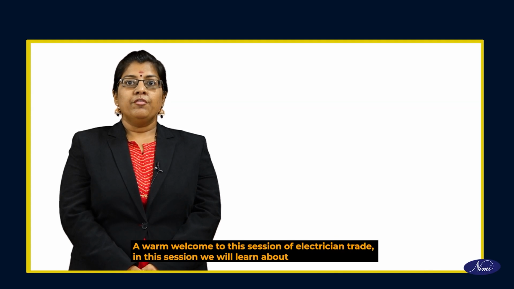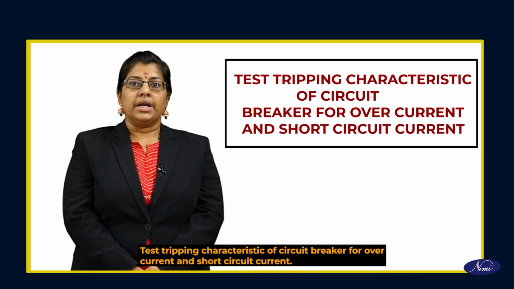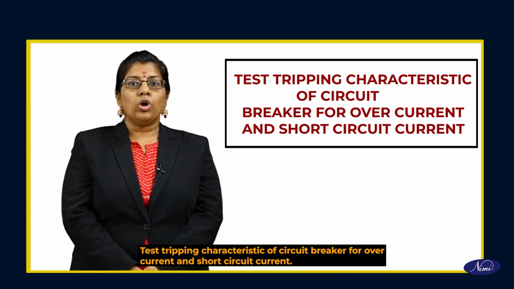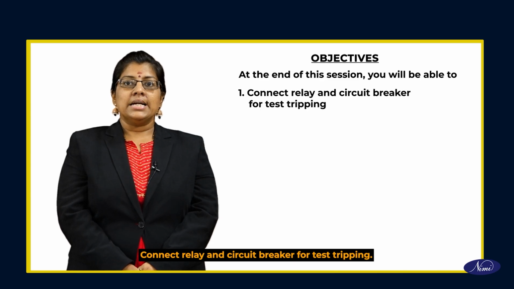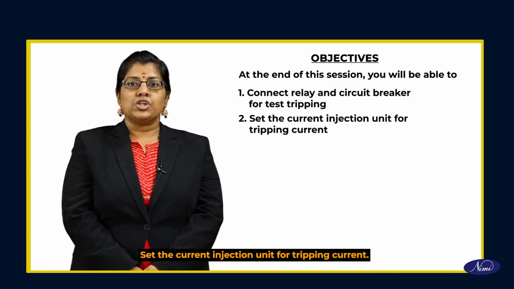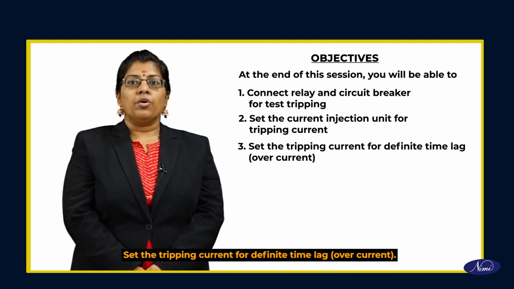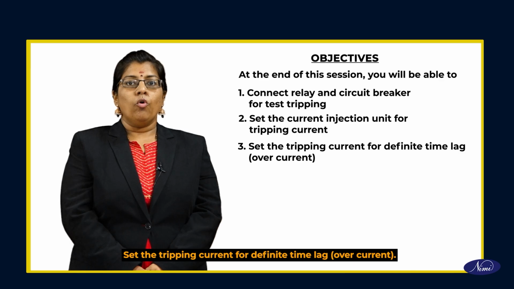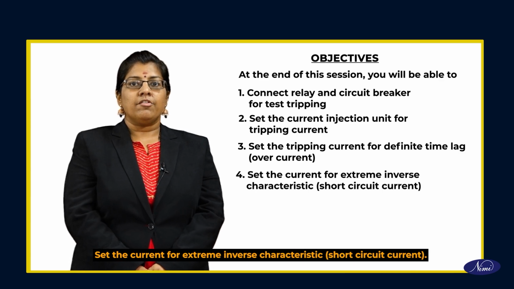In this session, we will learn about test tripping characteristic of circuit breaker for overcurrent and short circuit current. At the end of this session, you will be able to connect relay and circuit breaker for test tripping, set the current injection unit for tripping current, set the tripping current for definite time lag overcurrent, and set the current for extreme inverse characteristic, short circuit current.